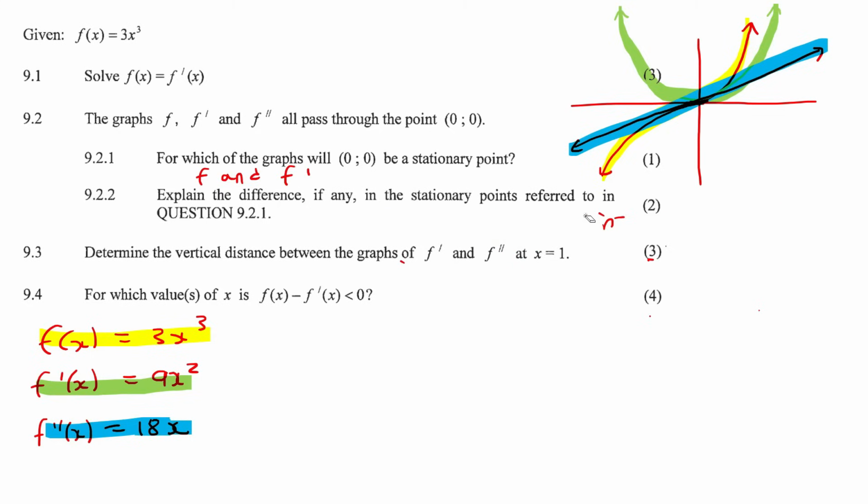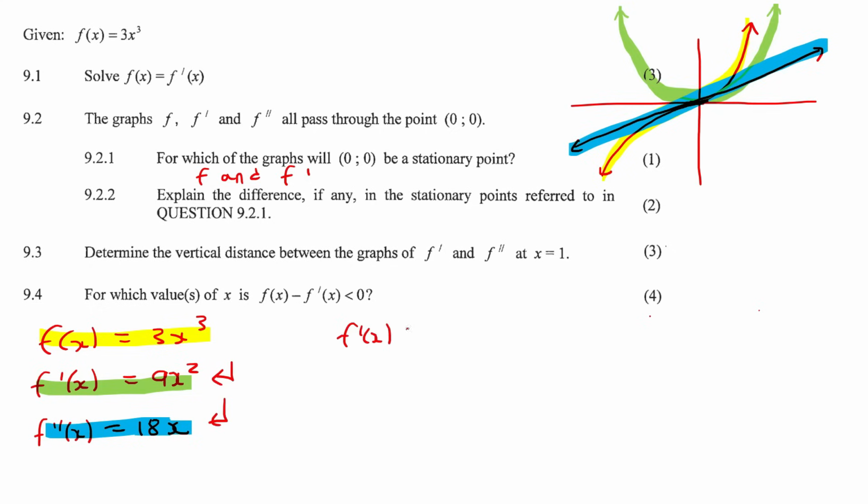Okay, so the next question says, determine the vertical distance between the graphs of f prime and f at x equals 1. Very easy. So they want to know the vertical distance between the blue and the green graph when x is 1. Now, don't worry too much about the drawing because my drawing might not be perfect. Maybe the blue is above the green or the green is above the blue. Doesn't matter because all we do is use the 2 equations.